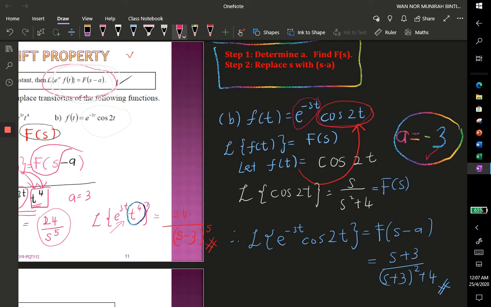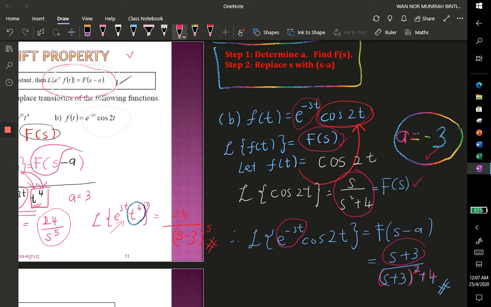First take the Laplace transform of f(t) so that we have F(s). So the Laplace transform of cos 2t is s over s squared plus 4. This is equal to F(s), but the solution is F(s minus a) because of the existence of e^(-3t). So whenever you find s, replace s by s minus a. So you have s minus minus 3, so s plus 3 over (s plus 3) in brackets, squared, then only you plus 4. So that is the solution.